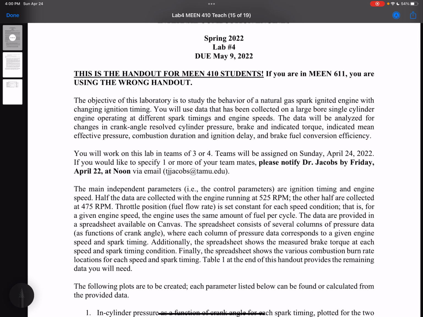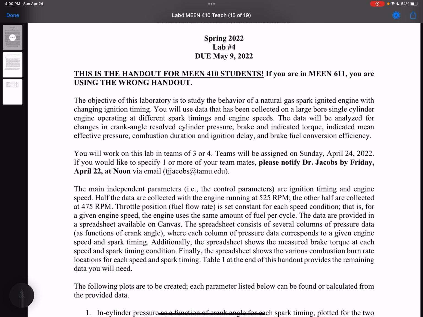Okay, so lab number 4 is basically having you study the behavior of a natural gas spark-ignited engine with changes in ignition timing. The way that we'll be varying that ignition timing is by changing the spark timing of the engine. You'll be looking at data that was collected on a large bore single-cylinder engine that's operated at several different spark timings and 2 different engine speeds.